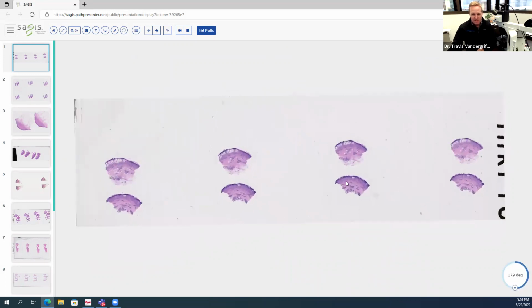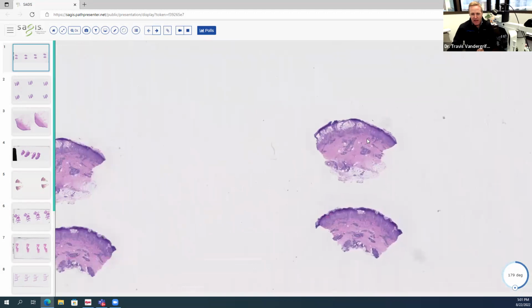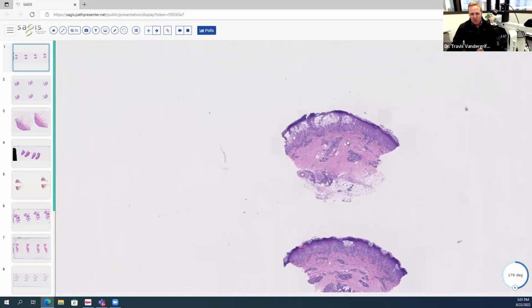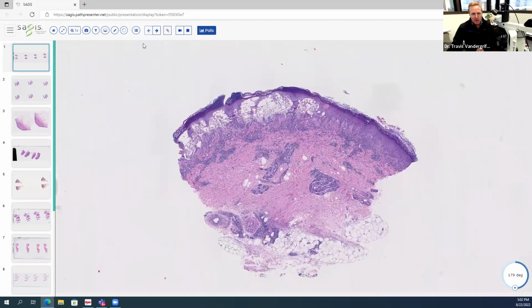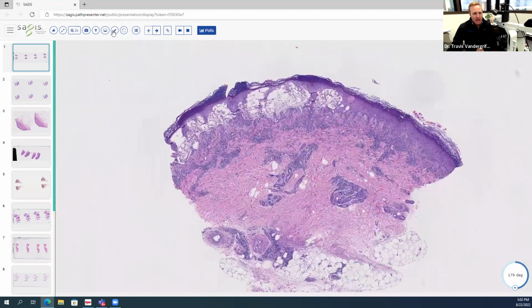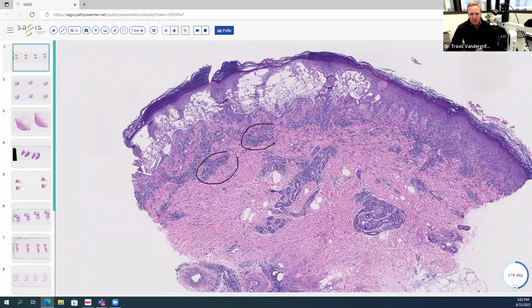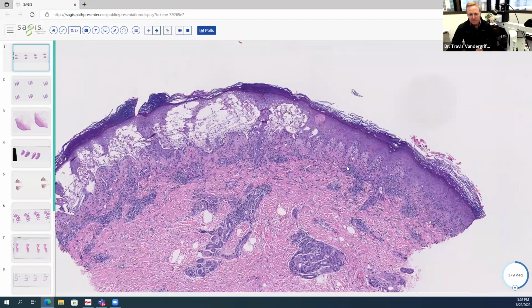On scanning magnification, you can see a little bit of papillary dermal edema and a superficial infiltrate of lymphocytes. At a little higher magnification, we have a superficial perivascular infiltrate of lymphocytes, forming small nodules around vessels. It's not really forming a dense band, so it's more patchy than that. We're not thinking about a lichenoid infiltrate, more a superficial perivascular infiltrate.